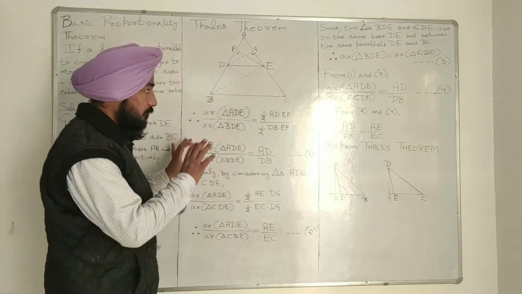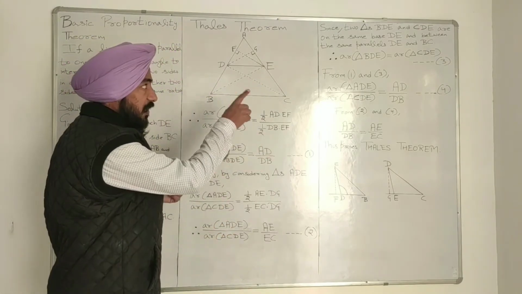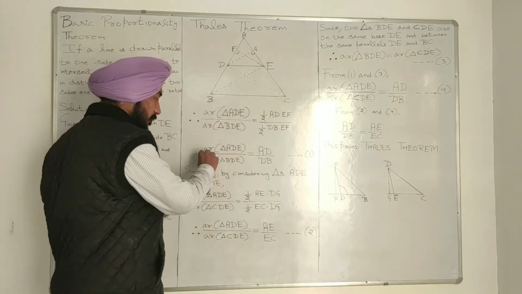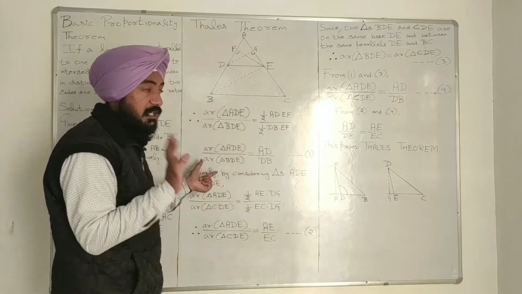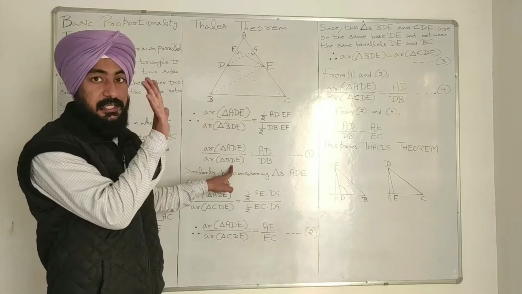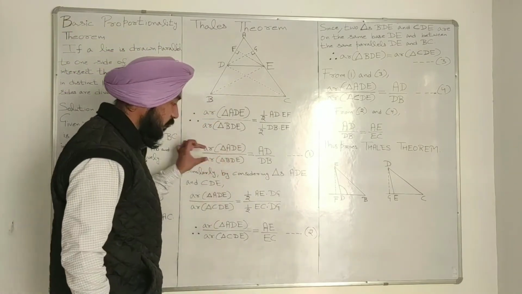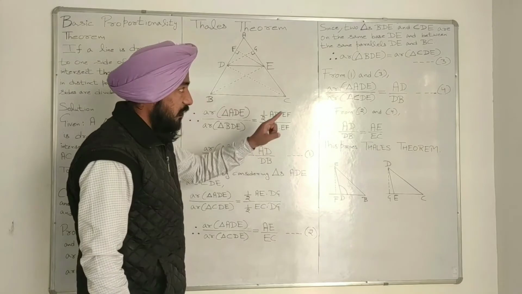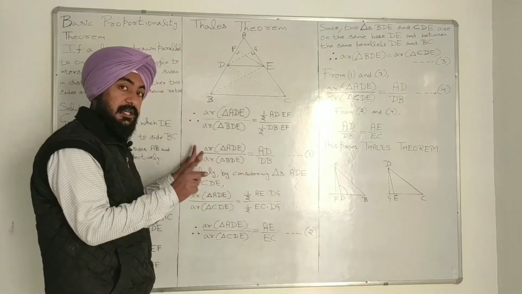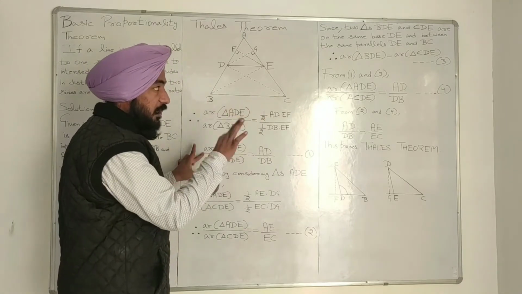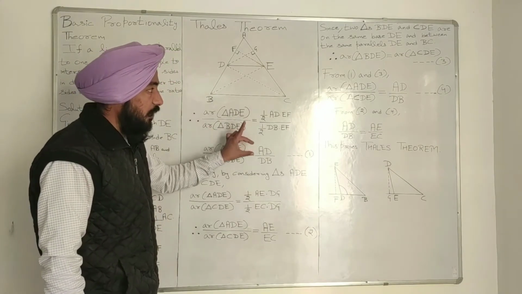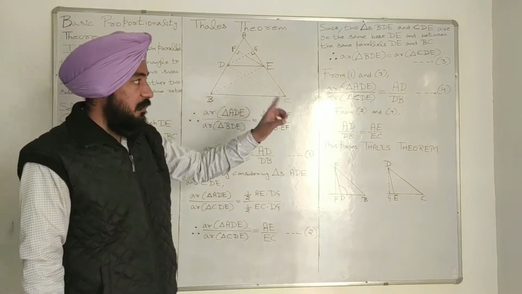Now please see equation number 1. If area of triangle BDE is equal to area of triangle CDE, it means I can write area of triangle CDE in place of area of triangle BDE. I have replaced it with area of triangle CDE because both of these areas are equal. So area of triangle ADE upon area of triangle CDE is equal to AD upon DB. Name this as equation number 4.